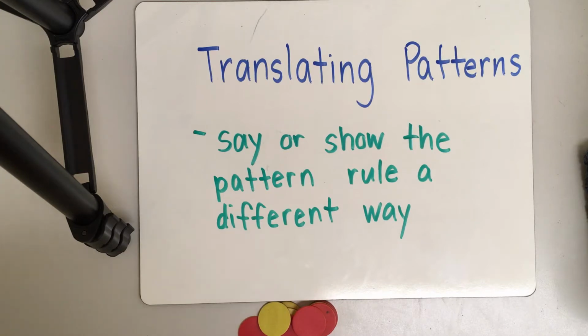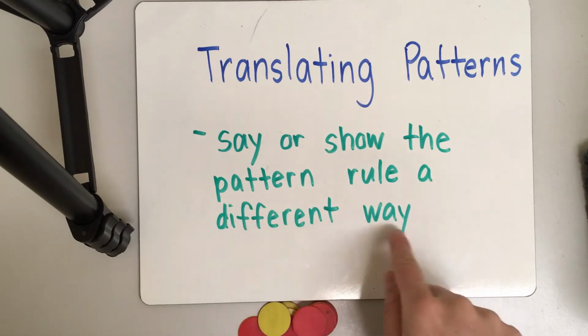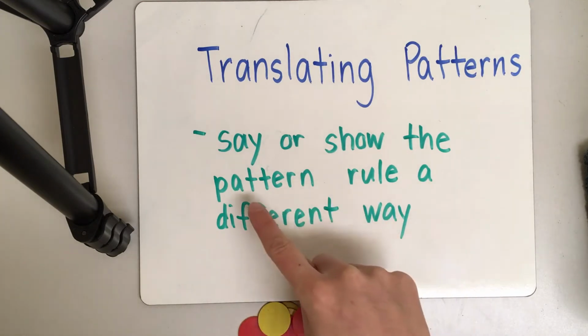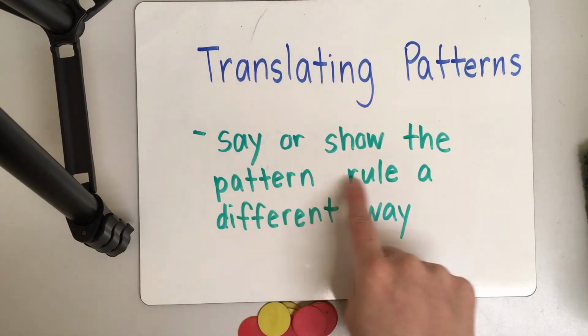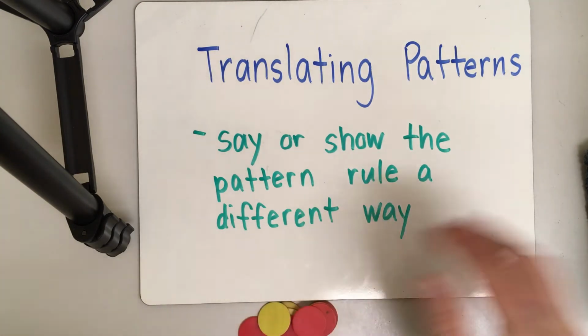You might say bonjour or hola. Translate means change to a different way. Keep the meaning the same, just say it differently. When we're talking about patterns in math, this means say or show the pattern rule a different way. Today we'll start by making patterns, determining their rule, and then showing them or representing them in a different way.